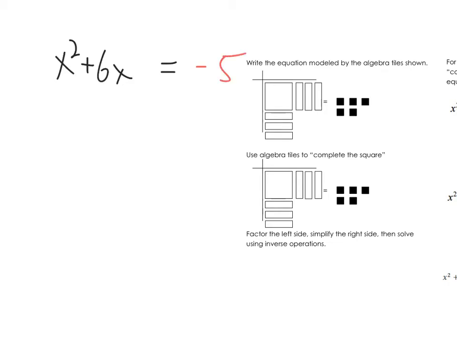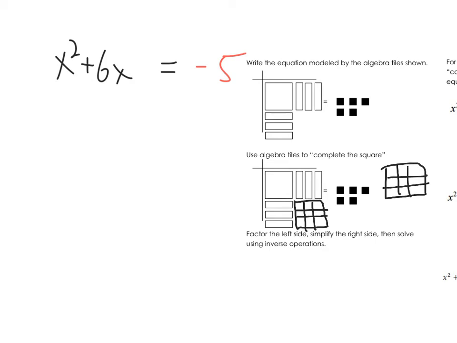Then they're asking me to complete the square. So what they're saying is I need to fill in some squares here to make this be a square. Well, I'm seeing that I have to fill in 9. I'm going to be lazy and fill in 9 squares. And because I've got to do what I do to one side of the equation, I've got to do to the other, I'm going to fill in 9 squares over here.